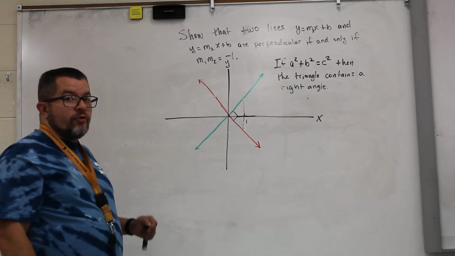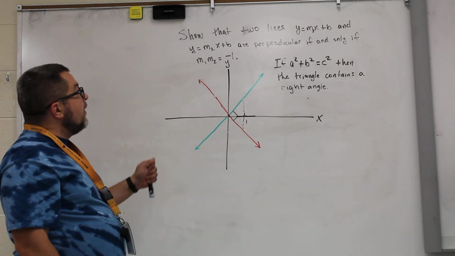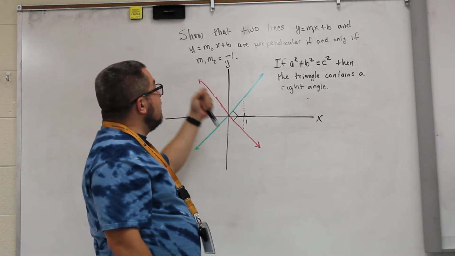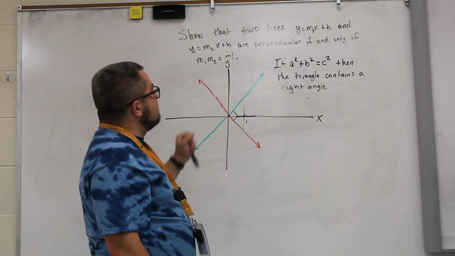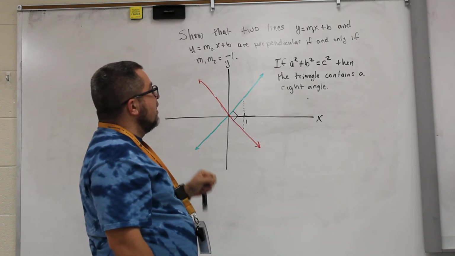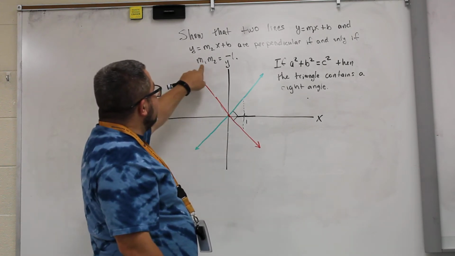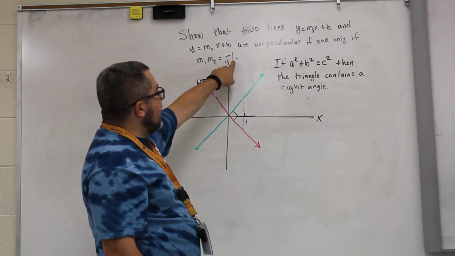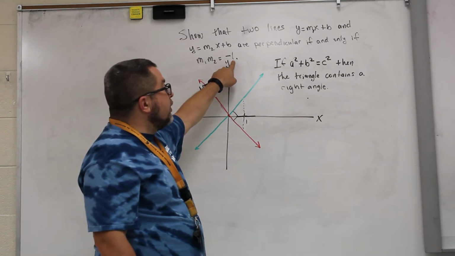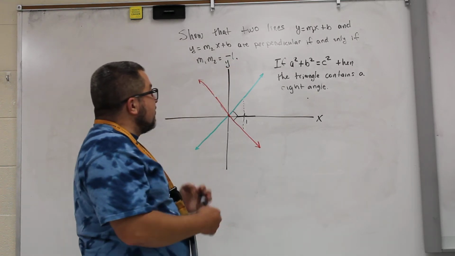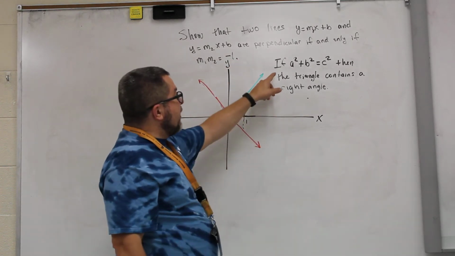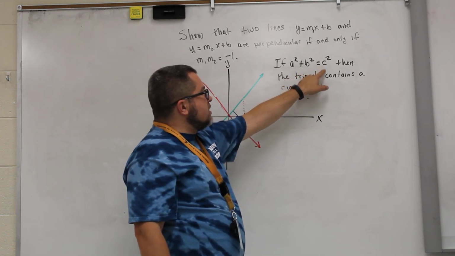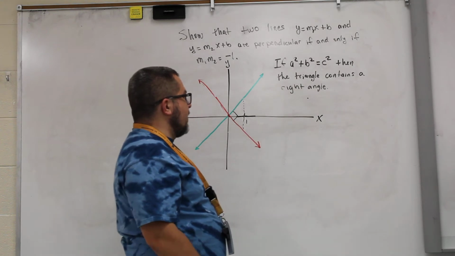Today we are going to prove that if two lines, y equals m1x plus b and y equals m2x plus b, are perpendicular, that only happens if and only if the product of the two slopes, m1 times m2, is equal to -1. And to do that, we're going to use the Pythagorean theorem. We're going to use the converse of the Pythagorean theorem. So if a squared plus b squared is equal to c squared, then the triangle contains a right angle.